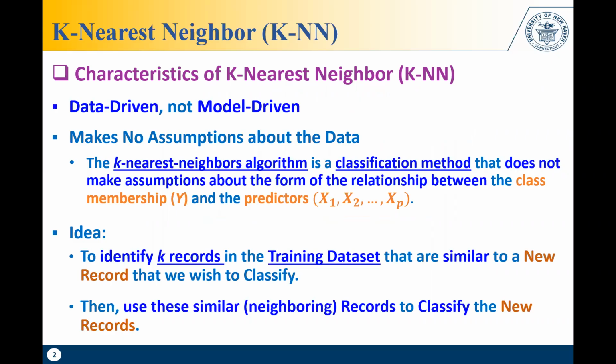Second, it makes no assumptions about the data, meaning the algorithm is a classification method that doesn't make assumptions about the form of relationship between the class membership and the predictors. The idea here is to identify K records in the training dataset that are similar to a new record that we wish to classify. Then we use these similar records to classify the new record.